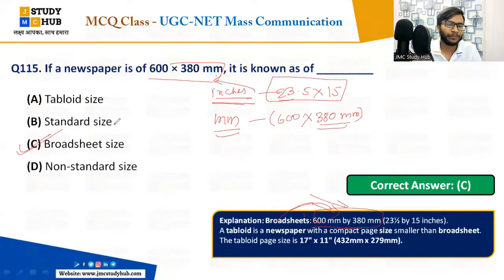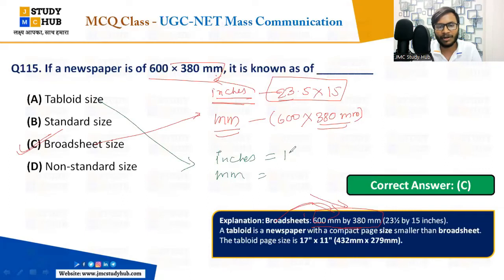Now next it is about the tabloid size newspapers. Tabloid size is given in inches as well as mm. In inches, it is 17 into 11, and in mm, it is 432 into 279 mm. Okay, clear hai everybody? Please remember this in both measurement units, that is inches and mm.